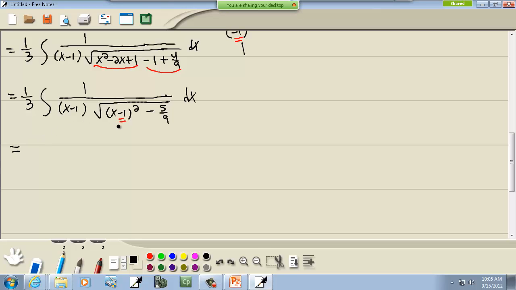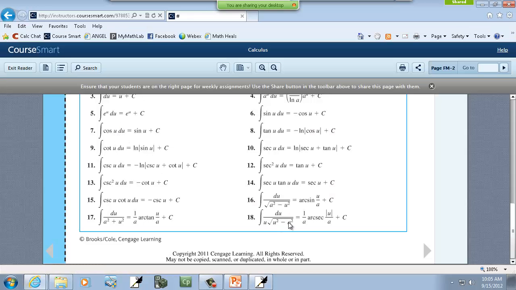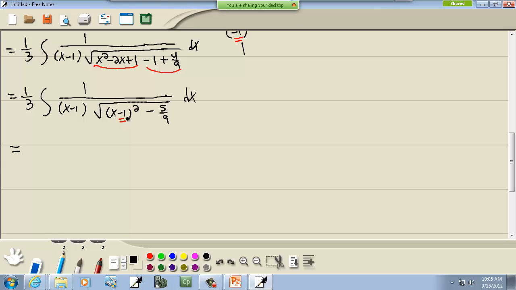Okay, I think we're close. u squared minus a squared. This would be u squared minus, we need to rewrite this as something squared.